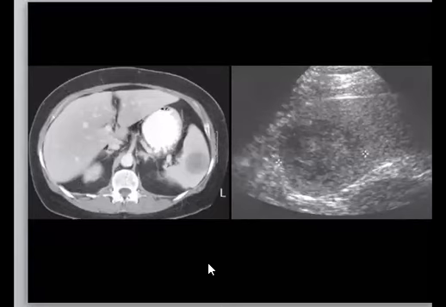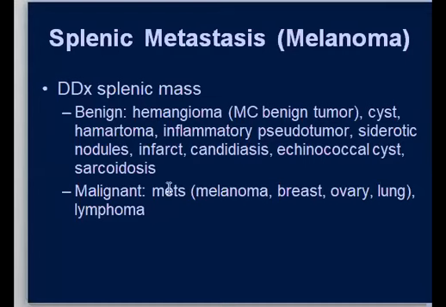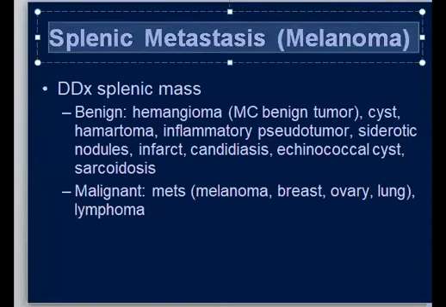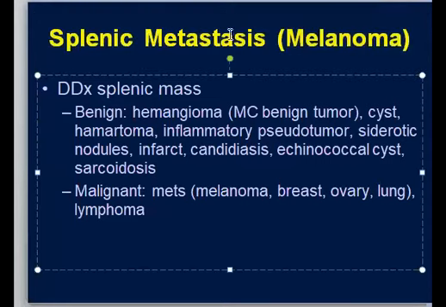Also, as you mentioned, many benign lesions: hemangioma, cyst, hamartoma, siderosis but it's very small, candidiasis but also small, infarct but it's not typical, cyst but not this appearance. So you can put everything, but lymphoma and metastasis will be the best differential. So this one was splenic metastasis from melanoma.